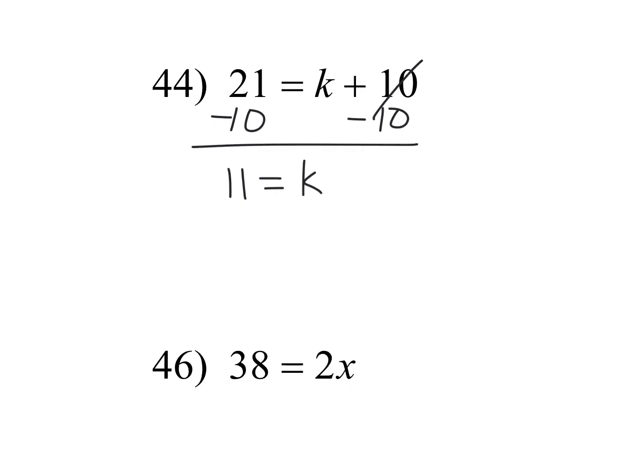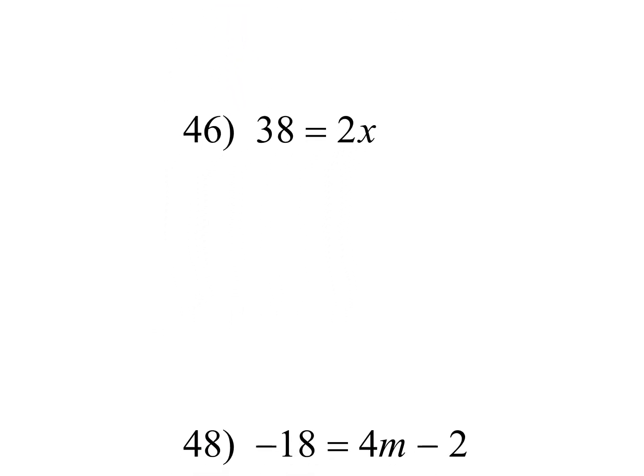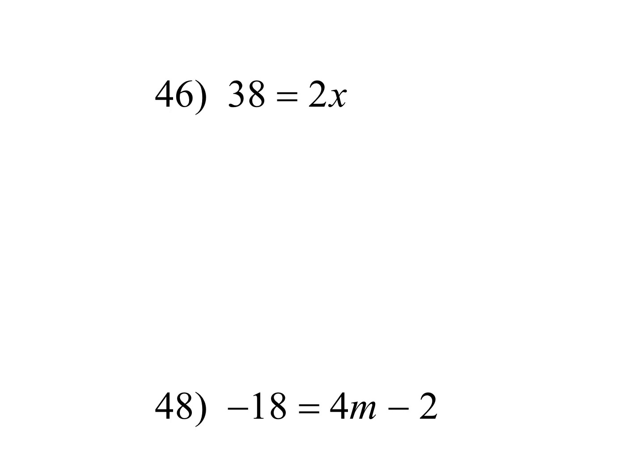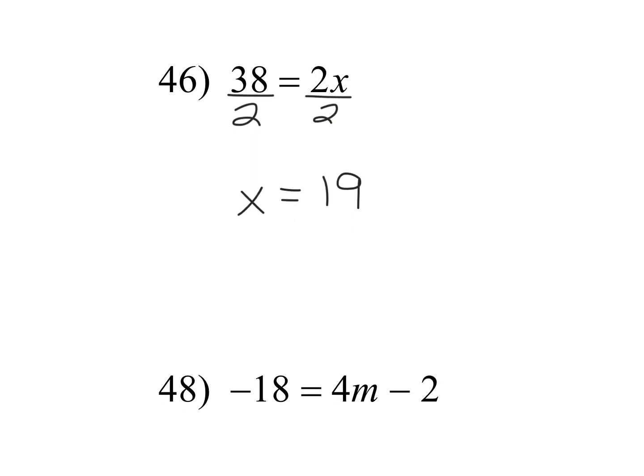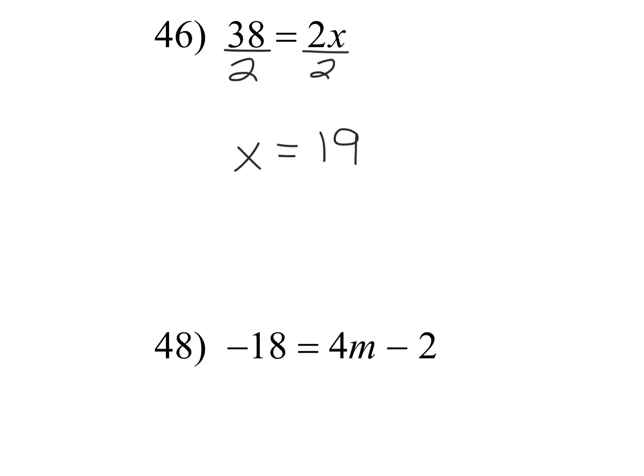All right, 46. We want to get x by itself. What's my one step to get x by itself? Divide by 2. Always divide by the number with the x. So we get x equals 19. Tell me if I'm going too fast.